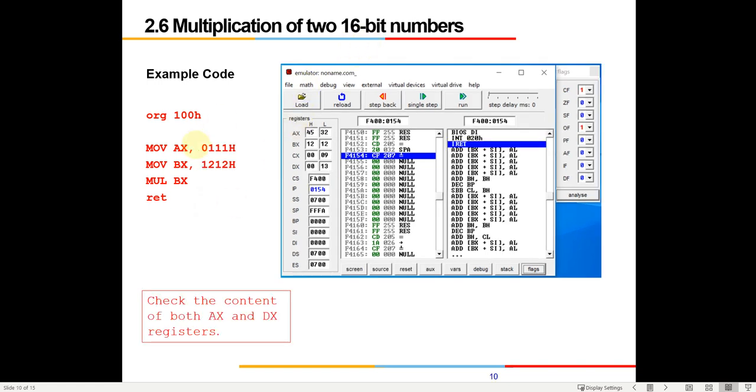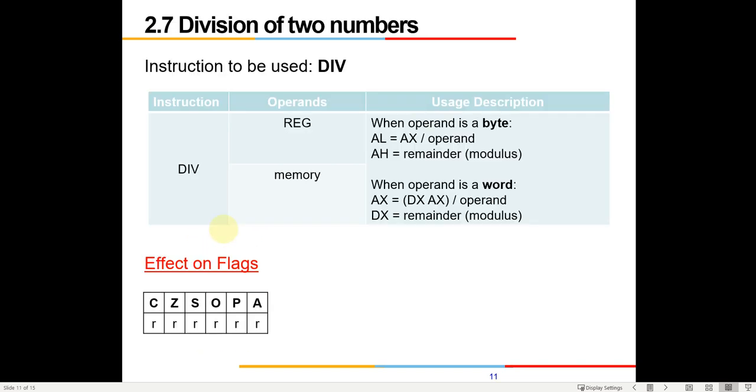In multiplication of 16 bits, you are initially loading 16-bit data into the AX register, and then you are also putting a 16-bit value in BX, and then you are writing multiply BX. So it will multiply these two numbers, and the answer will be stored in DX and AX together, the content in both AX and DX registers. You need to verify whatever answers you have got. And the last one is division.